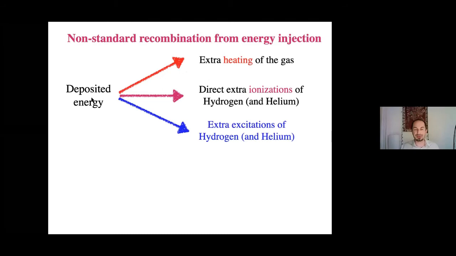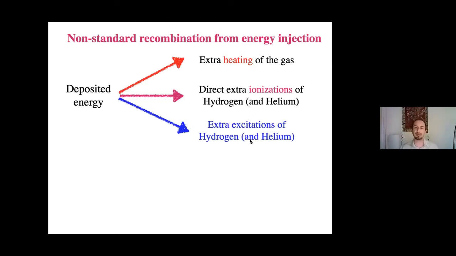So this energy which is deposited can either be deposited and heat up the gas. It can lead to direct additional ionizations of hydrogen or helium, so it can ionize them more than they would be by regular CMB photons, for example. Or it could excite them to a higher excited level from which then standard CMB photons can ionize them.